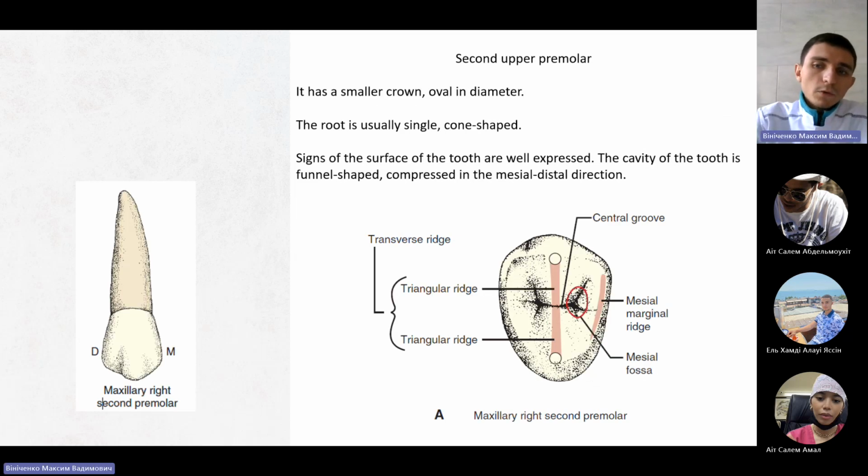The second upper premolar. It has a smaller crown, oval in diameter. The root is usually single and is cone-shaped. Signs of the surface of the tooth are well expressed. The cavity of the tooth is funnel-shaped, compressed in the mesial-distal direction.